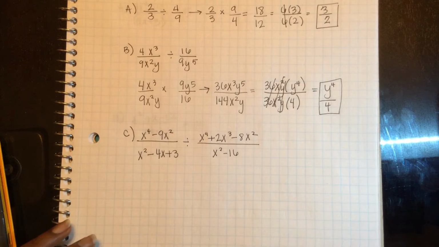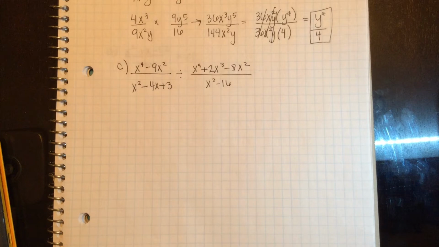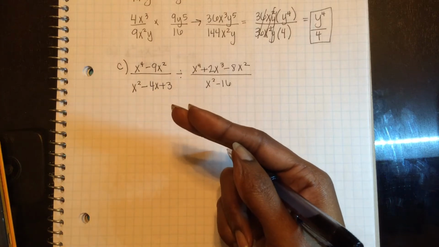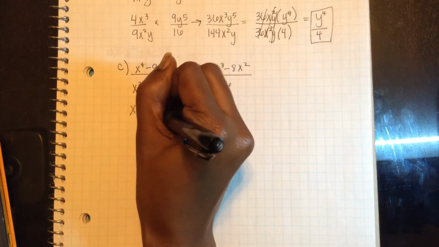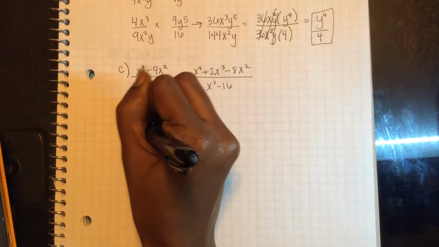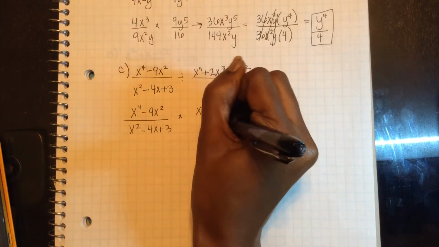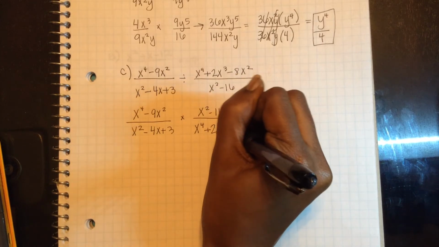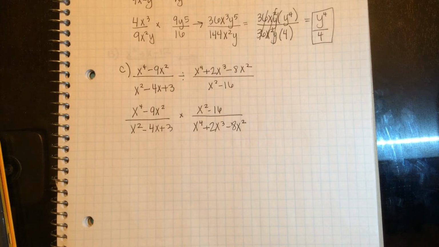Now in part C, we have an elaborate division problem. Let's have fun with this one. First, we know that it is changing into multiplication by the reciprocal. So this is really x to the fourth minus 9x squared over x squared minus 4x plus 3 multiplied by x squared minus 16 over x to the fourth plus 2x cubed minus 8x squared. Now let's factor and multiply.